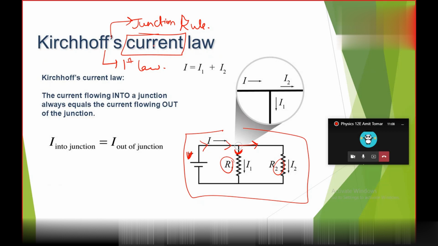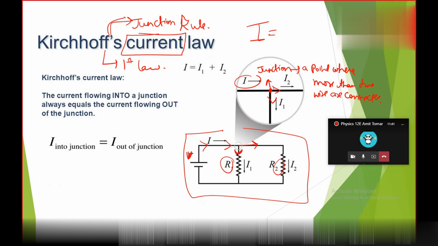What does it say? It says that whatever be the incoming current, that is I, the incoming current will be equal to the outgoing current at a particular junction. This point is called a junction. What is a junction? A junction is a point where two or more than two wires are connected. I am writing, a point where more than two wires are connected. So this point is called a junction.